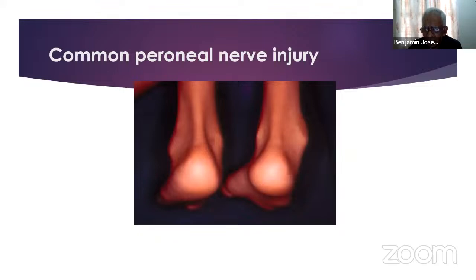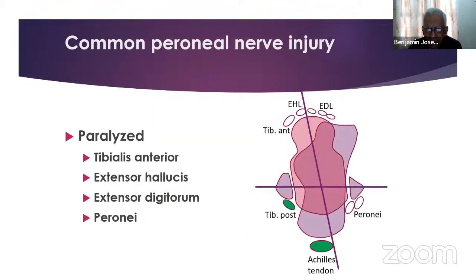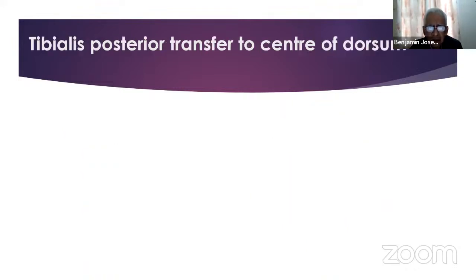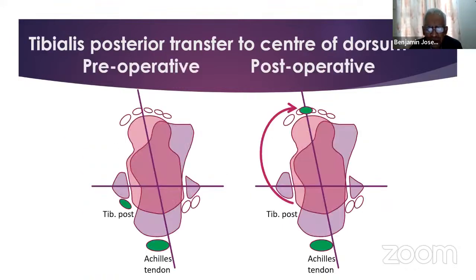Take an example of a common peroneal nerve injury, where in addition to paralysis of the dorsiflexors, you also have paralysis of the peronei. So tibialis anterior, extensor hallucis longus, extensor digitorum, and the peronei are paralyzed. And the consequences: you get a foot drop, inverters stronger than everters, plantar flexors stronger than dorsiflexors. You may, in due course, develop an equinovarus deformity. So what do you do? Transfer the tibialis posterior to the center of the dorsum of the foot.